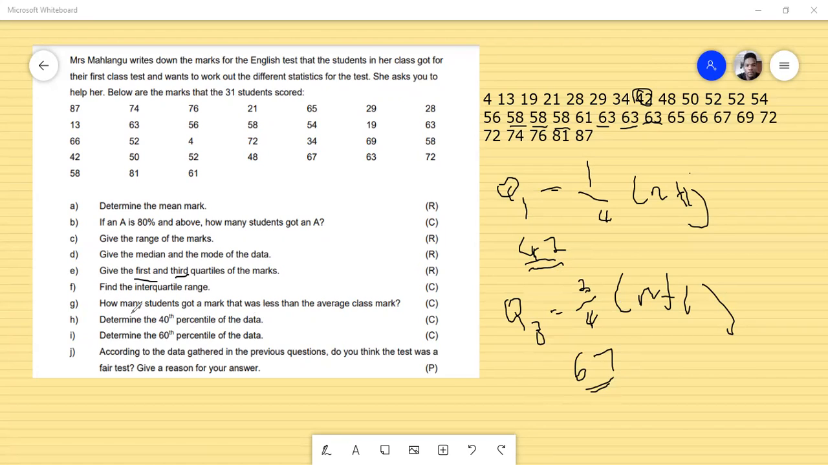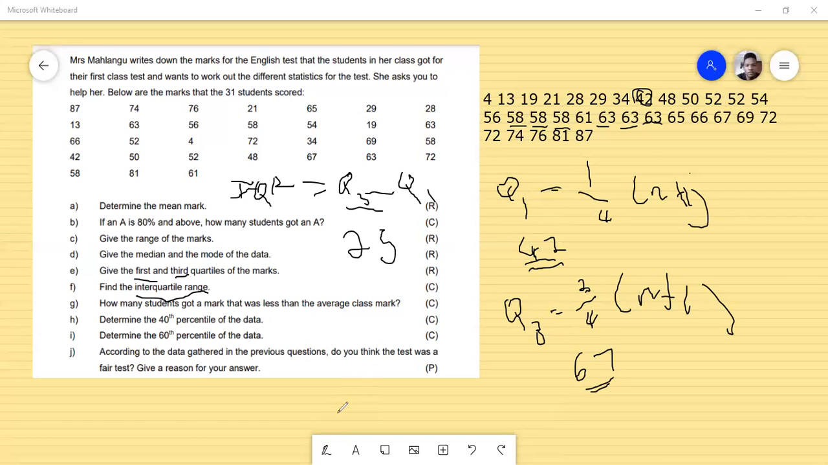So the next question is looking for the interquartile range. You must just remember that the interquartile range, your IQR, is given by what? It's given by Q3 minus Q1. And our Q3 is 67, our Q1 is 42. So 67 minus 42, that is going to be 25. I hope that makes sense, right?